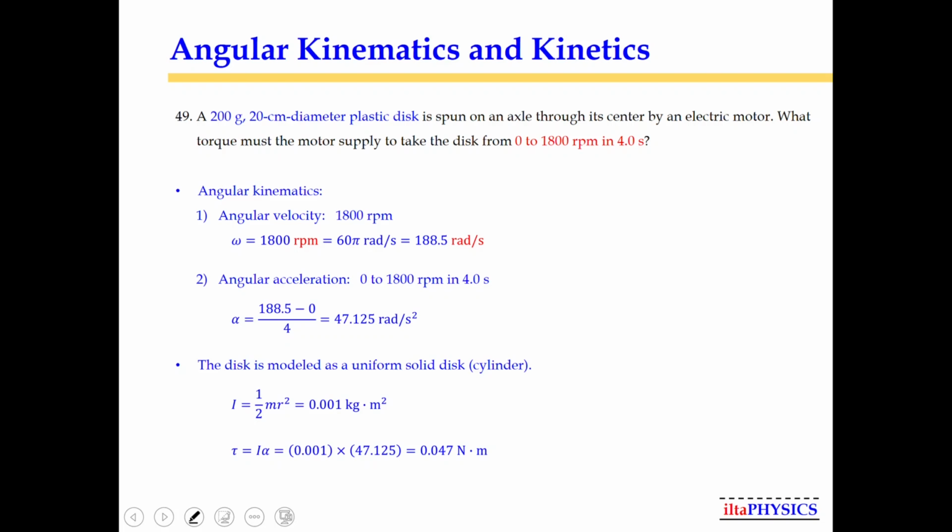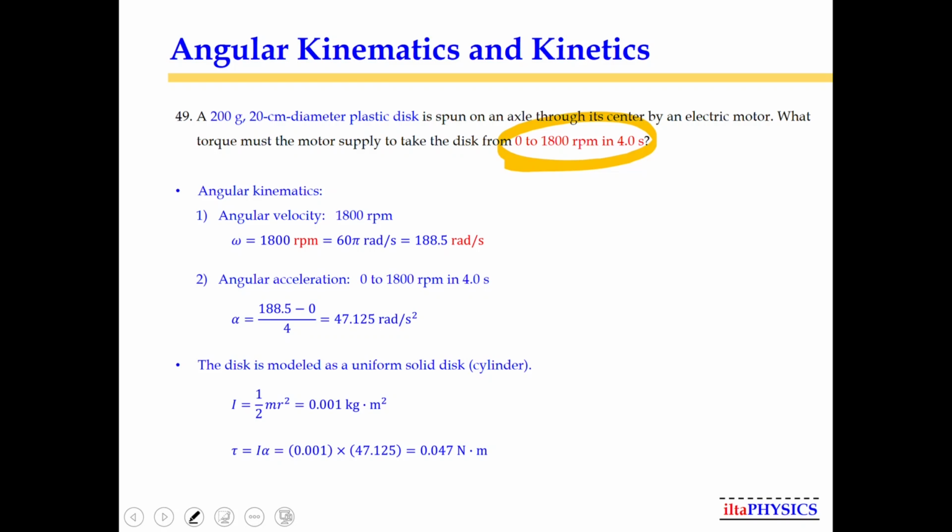Problem 49 gives the angular velocity and angular acceleration as conditions and asks you to calculate the torque. It's much simpler and more direct than the previous problem. It's asking for the torque required to make a disc of a given mass and size rotate at 1800 RPM in 4 seconds. There is only one condition for the rotational motion, reaching a rotational speed of 1800 RPM in 4 seconds.